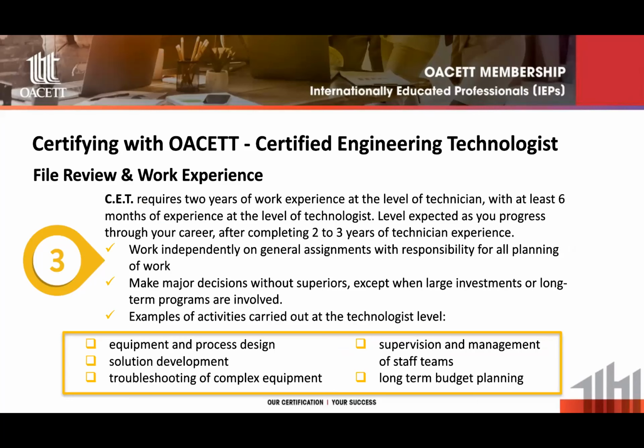And so above the certified technician is the level of a certified engineering technologist. Similar to the CTEC, again, you have to have at least 24 months or 2 years of experience. And for a technologist, at least 6 months of that must be at the higher level of a technologist. This is something that's expected as you progress through your career, that you will get to a technologist level after about 2 to 3 years of working with a technician level of experience.